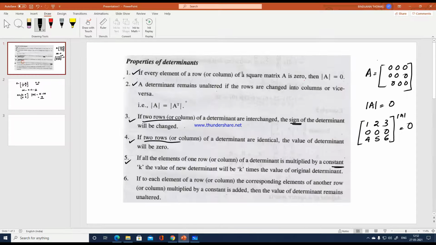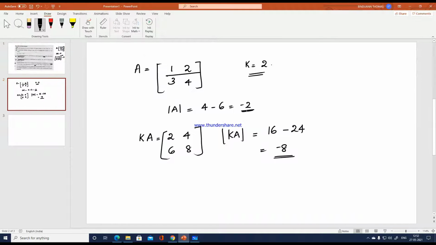So according to the property, if all the elements of one row of a determinant are multiplied by a constant k, the value of the new determinant will be k times the value of the original determinant. Let's see. The determinant of kA should be equal to k raised to n times the determinant of A, where n means the order of the matrix.